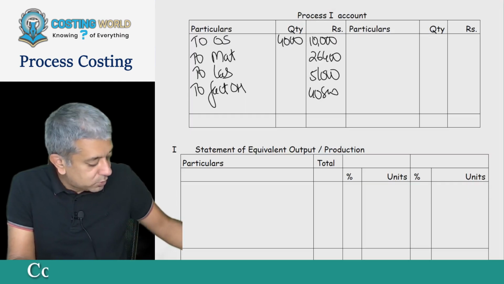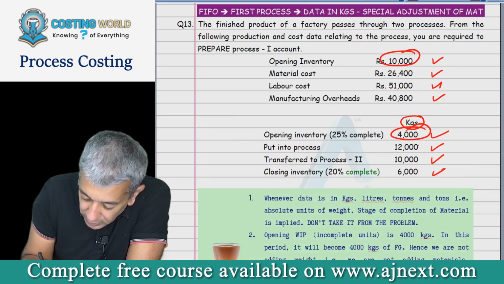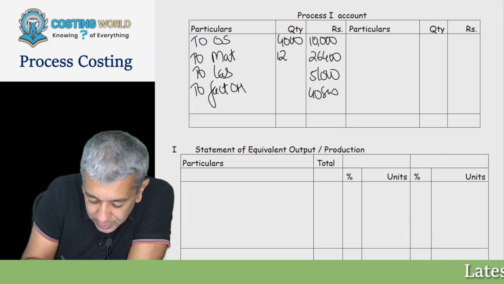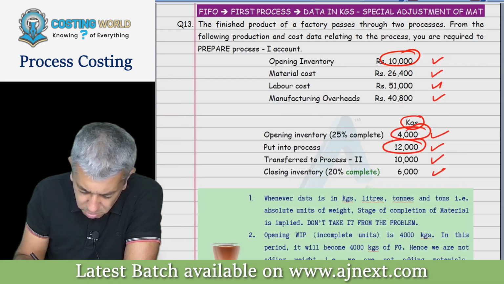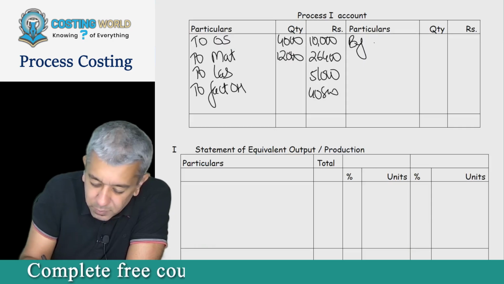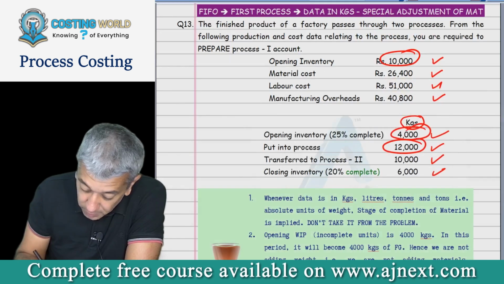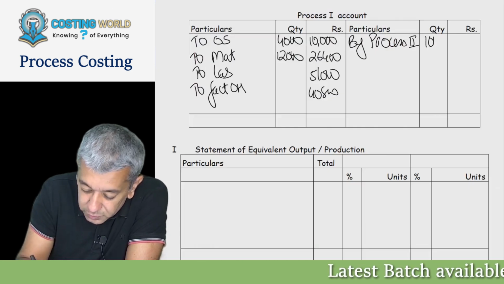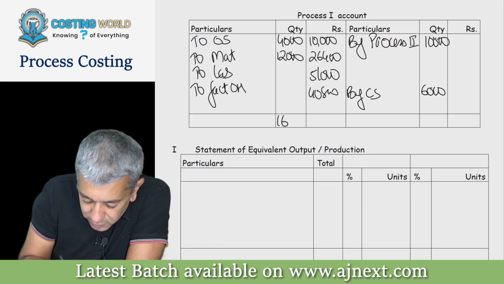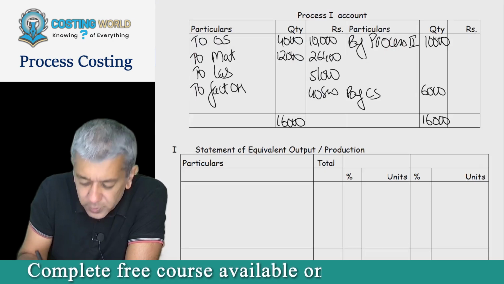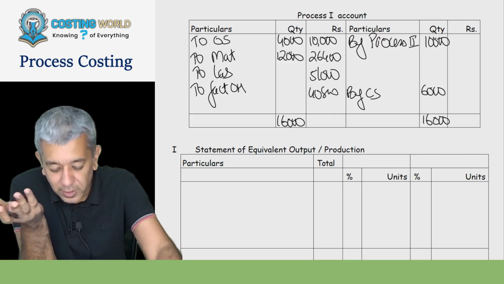Once you all do this, then the further things over here. Against material, we will be writing units started, that is 12,000. By process 2, I guess, transfer to process 2. How much is transferred to the next process? That's 10,000. The remaining is nothing but closing stock, that is 6,000. So this will be 16,000, this will be 16,000. This much data was all correct? Yes, sir.